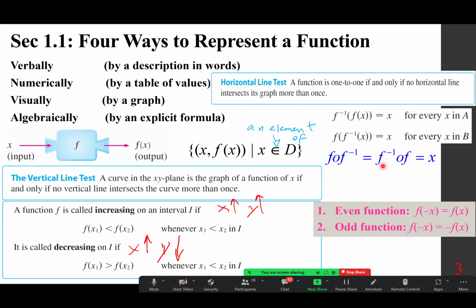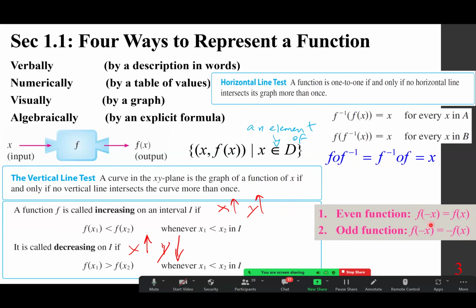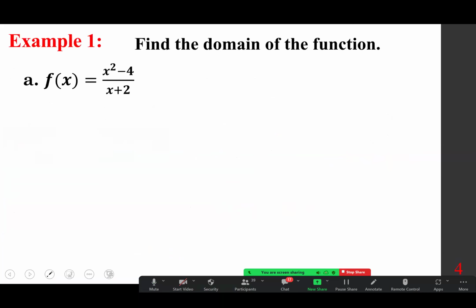A function is an even function if f of minus x is f of x, and it's an odd function if f of minus x is minus f of x. So those are some definitions we should define.